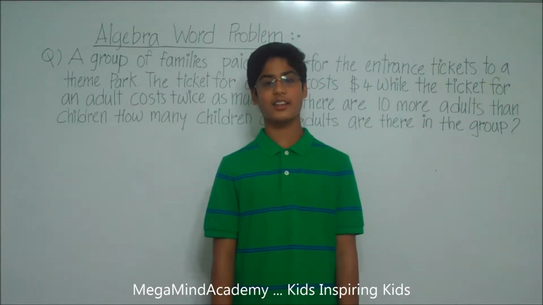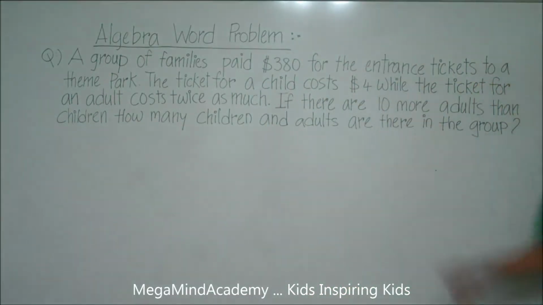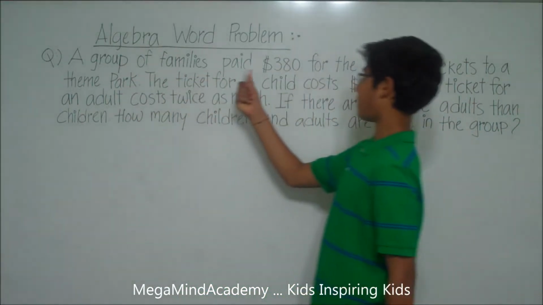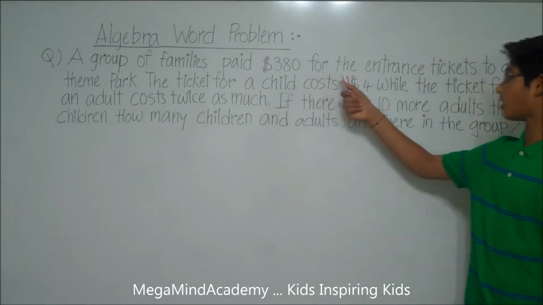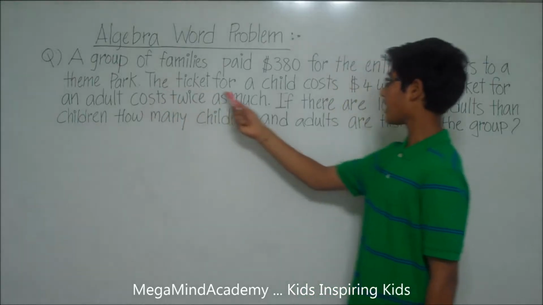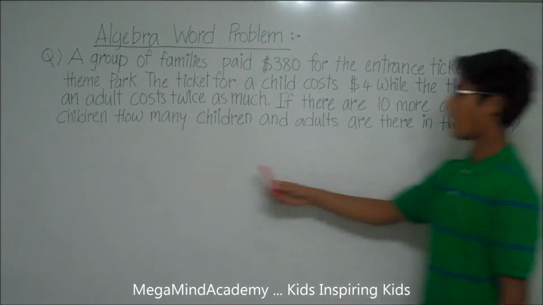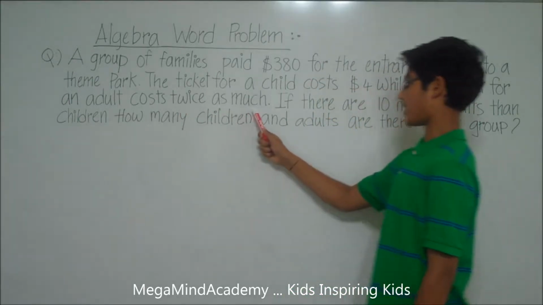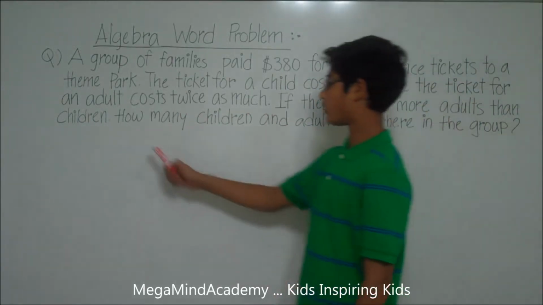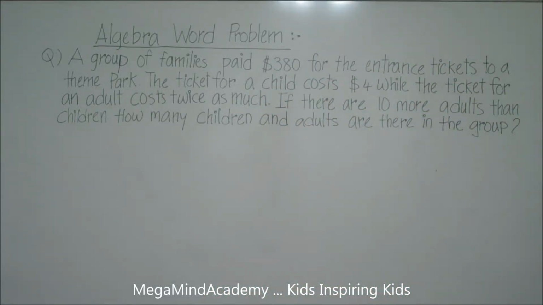Today we're going to learn about algebra word problems. Let's say we have a problem like: a group of families paid $380 for the entrance tickets to a theme park. The tickets for a child cost $4 while the tickets for an adult cost twice as much. If there are 10 more adults than children, how many children and adults are in the group?